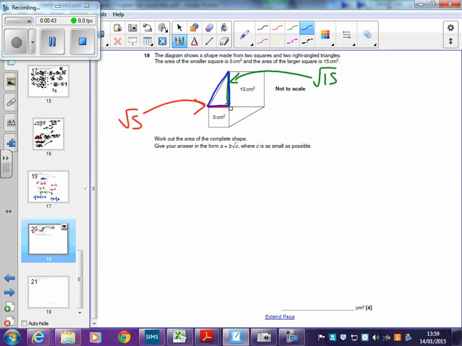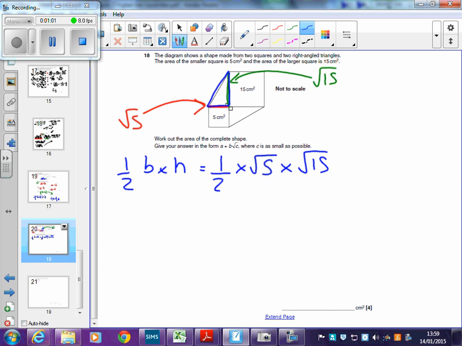Because the area of a triangle is a half base times height. Let's try again. Base times height. Alright, so the base is root 5, so a half times root 5 times by the height, which is root 15. Now the rule with multiplying surds is that you basically just multiply the numbers inside of them. We can't multiply the half because it's not in a surd, so we're just going to leave that on the outside for now. Times by 5 times 15, well 5 times 15 is 75, so it's a half times root 75.